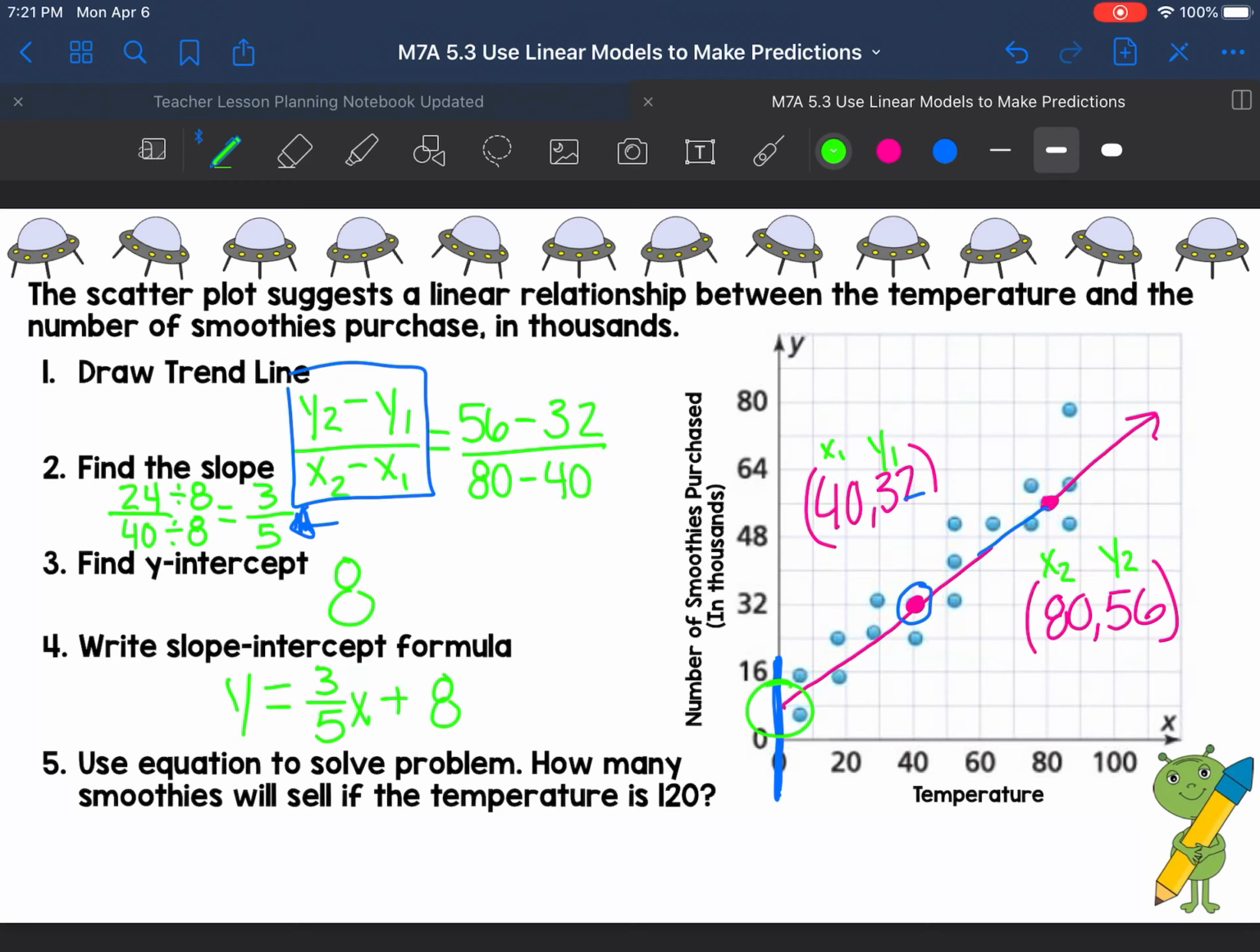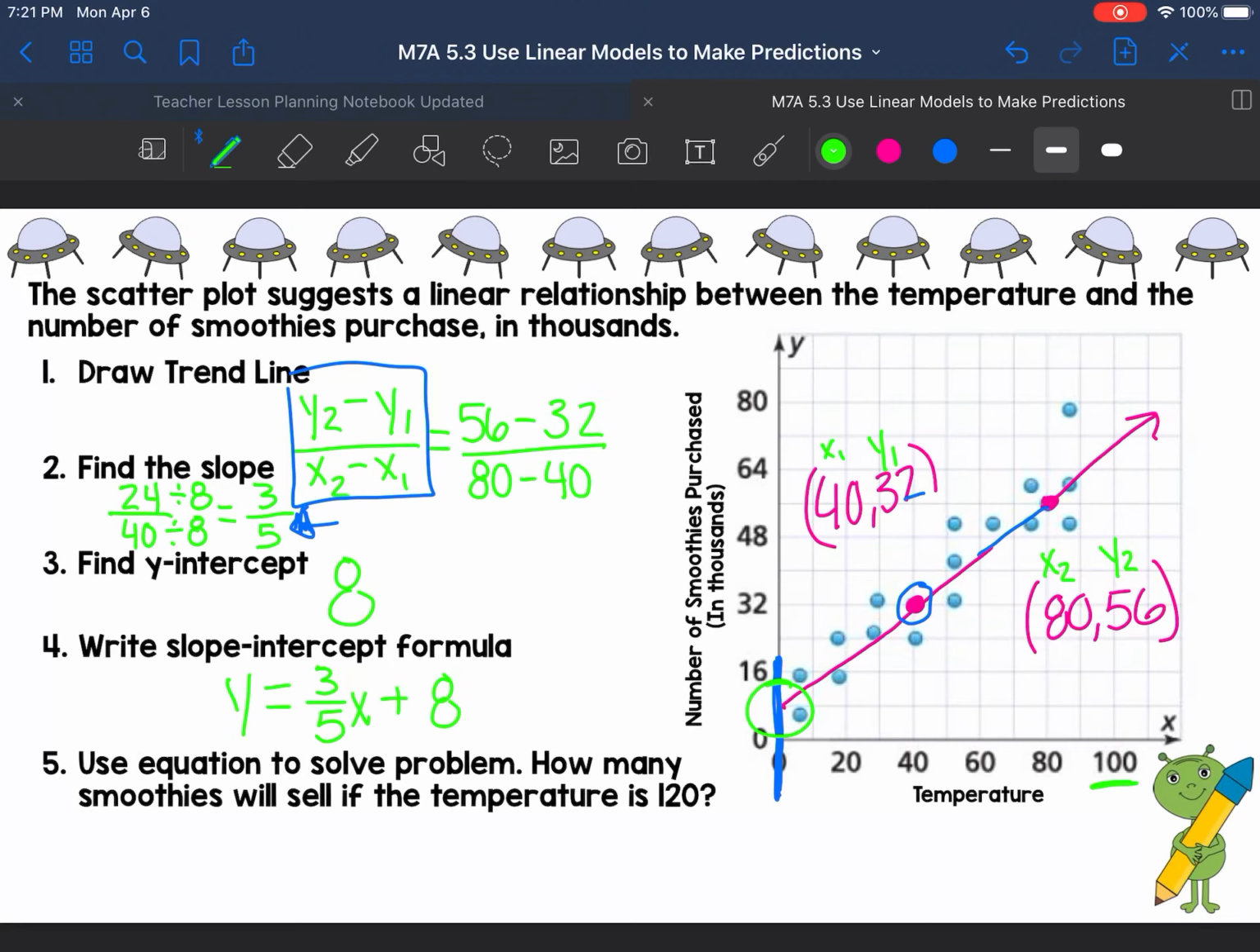So I talked about how we can use trend lines and scatter plots to solve problems. That's exactly what we're going to do here. We're going to use our slope-intercept form equation to solve this problem. The problem is, how many smoothies will we sell if the temperature is 120? As you can see, my graph stops at 100. I can't accurately predict how many I'm going to sell.